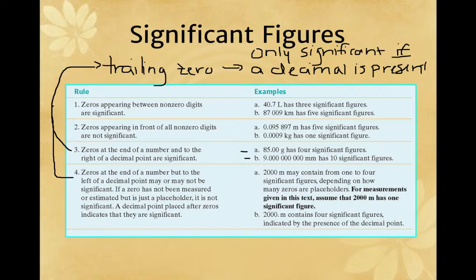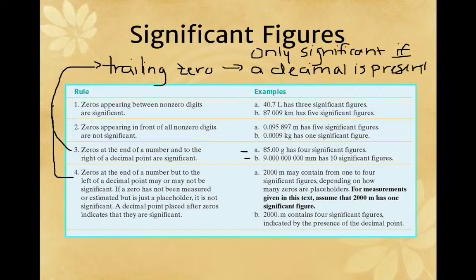Same with B. There are 9 zeros at the end. Since they're at the end of the number, they're trailing zeros. I have to check for a decimal point. There is a decimal point in this number, so they are all significant, all 9 of them, plus the 9 gives me 10 significant figures.